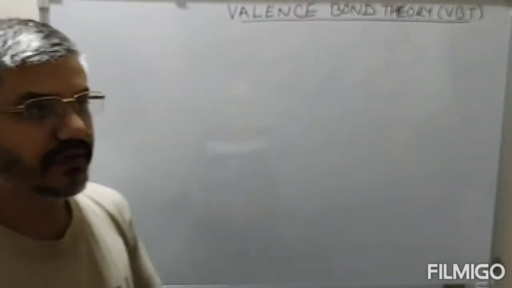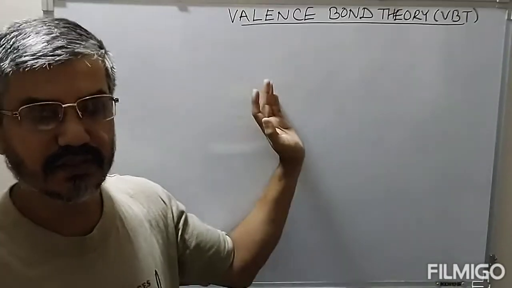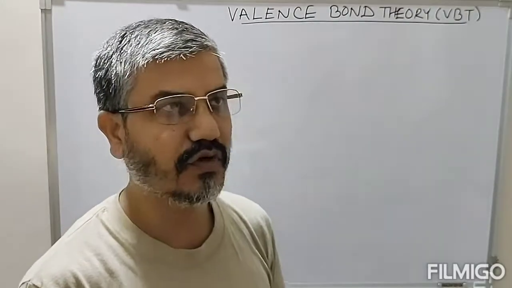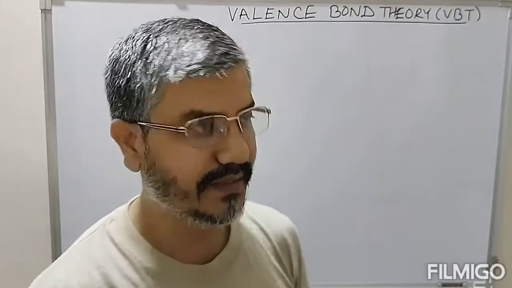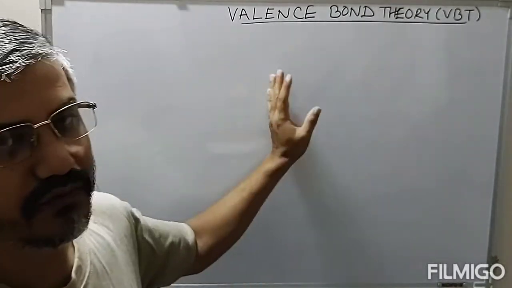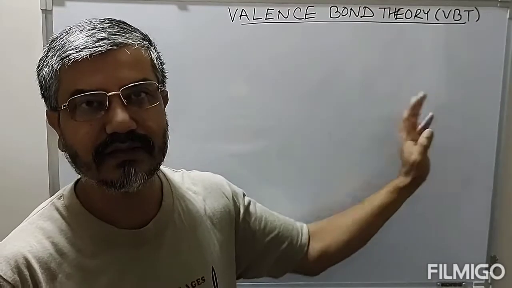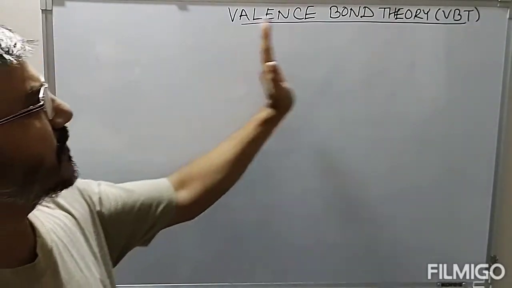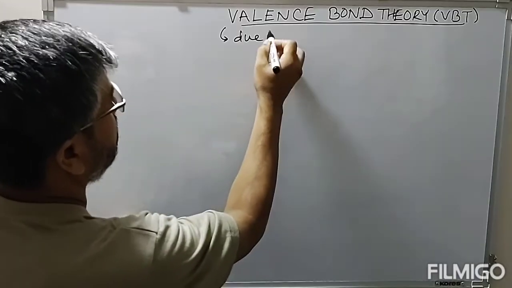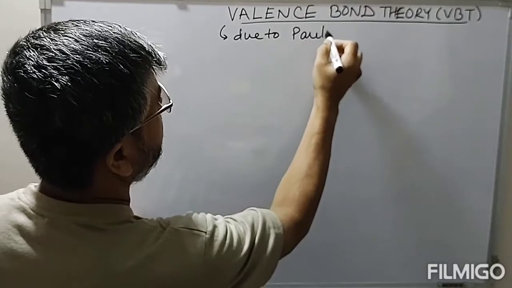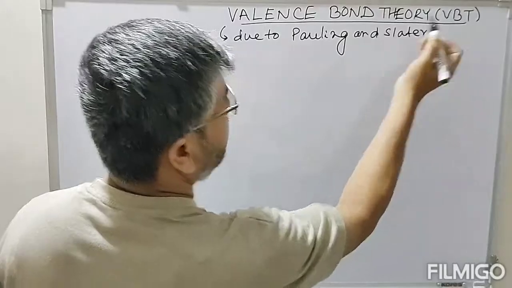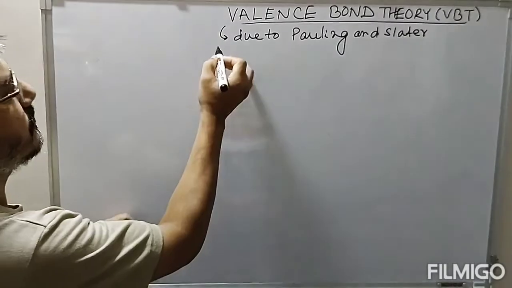So we'll discuss what is valence bond theory and what are the various postulates of valence bond theory, and in this we'll discuss different types of complexes like octahedral complex, tetrahedral complex, square planar complex, and what are the different types of hybridization that are used for formation of bonds between metal and the ligand. So starting with this valence bond theory, this theory is due to Pauling and Slater. These are the two scientists who gave this theory, valence bond theory.